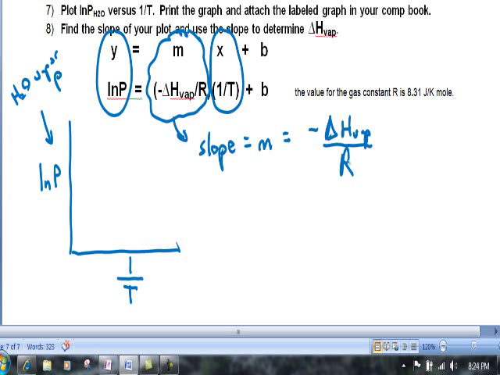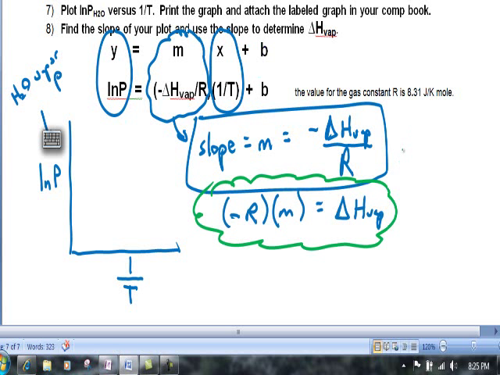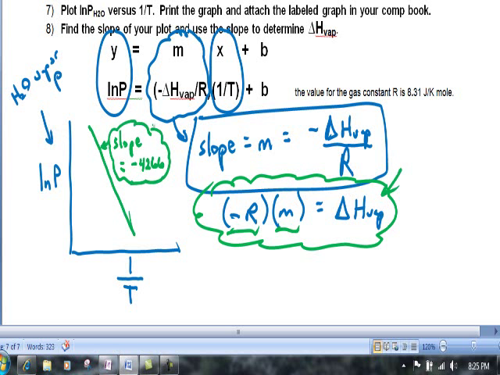By making natural log of the vapor pressure, again, the y-axis, the x-axis 1 over temperature, then our expression y equals mx plus b, if we match it up with the Clausius-Clapeyron equation for figuring heat of vaporization of a liquid, we get that the slope is equal to the negative delta HVAP over R. Rearranging this, we now get that negative R times the slope will give us the heat of vaporization of our liquid.